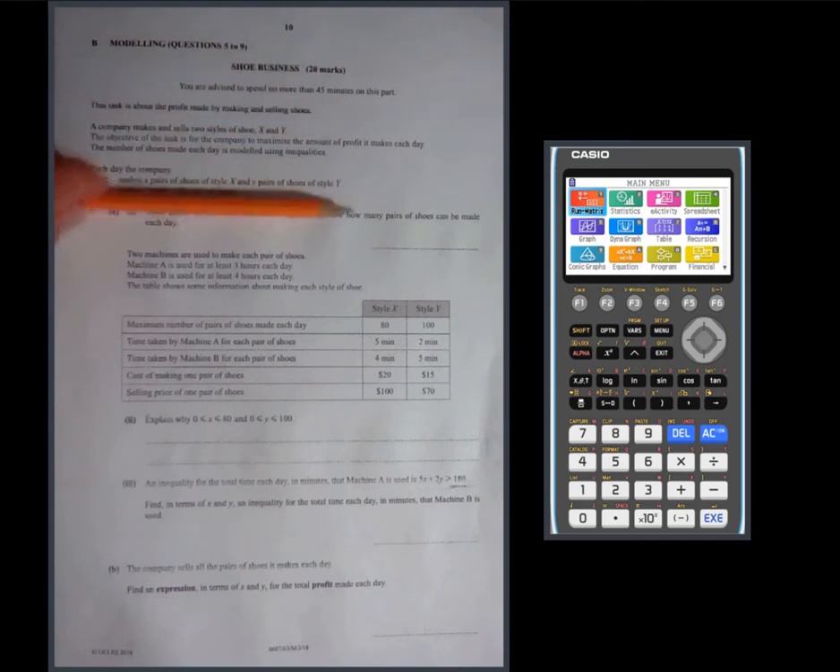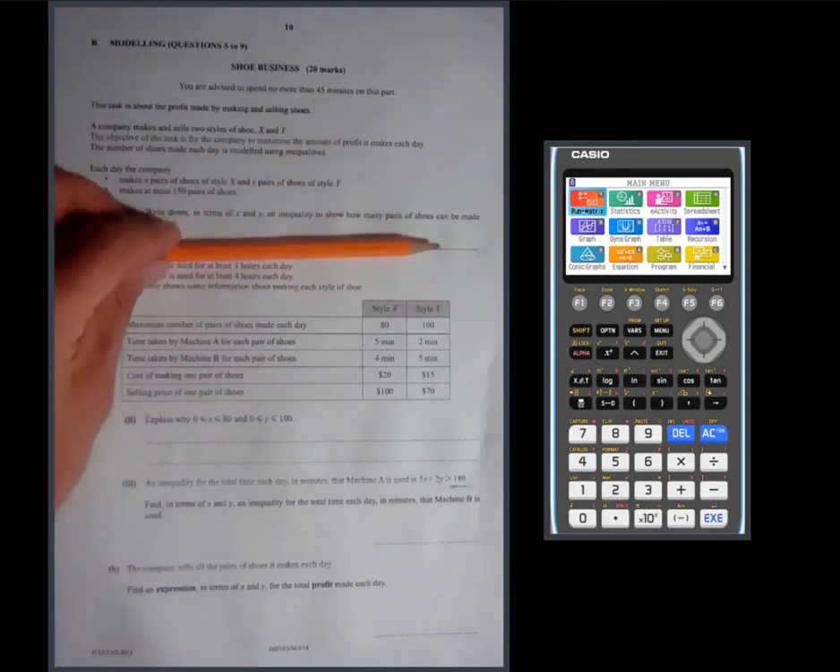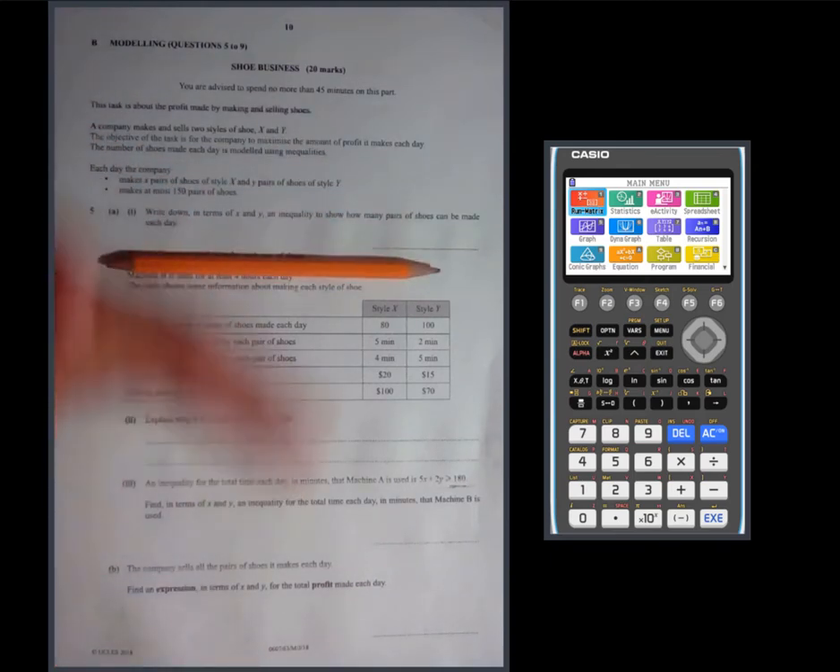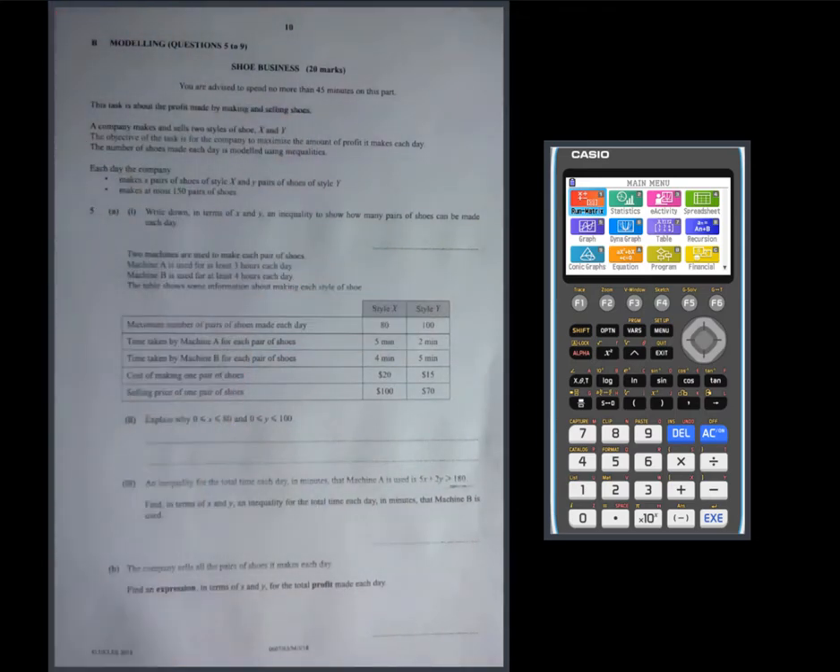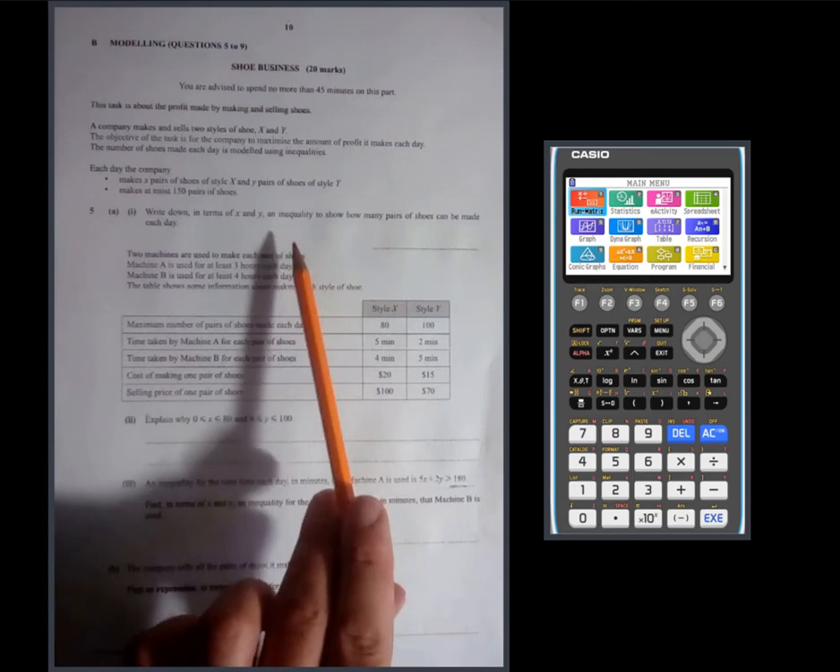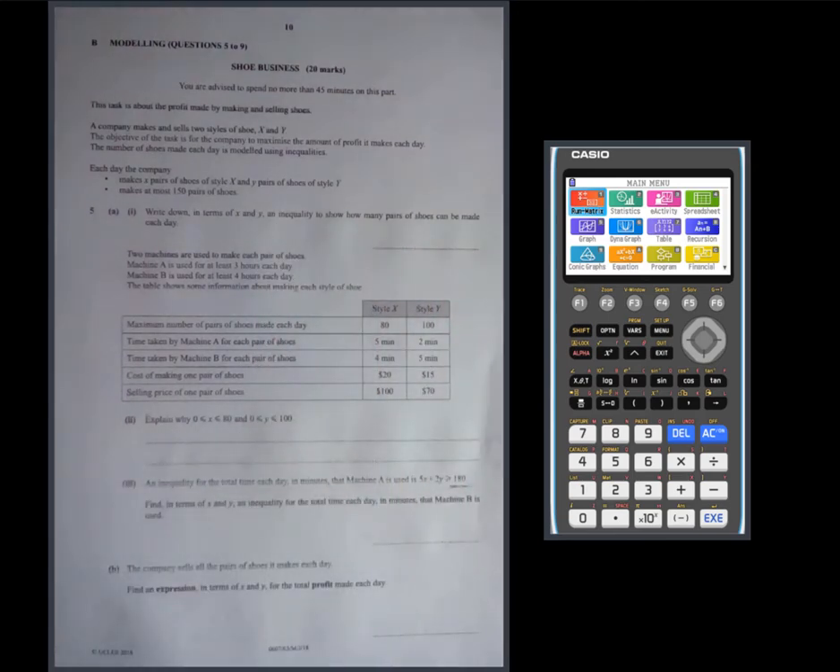So we've been given the first lot of information, and then we see the first question. Write down in terms of X and Y an inequality to show how many pairs of shoes can be made each day. So I would advise you to not read on past there. Once you get to a question, the information that's going to follow is irrelevant. It's as if it doesn't exist yet. You just need to use the information that you've got so far. So here we go. Write down in terms of X and Y an inequality to show how many pairs of shoes can be made each day.